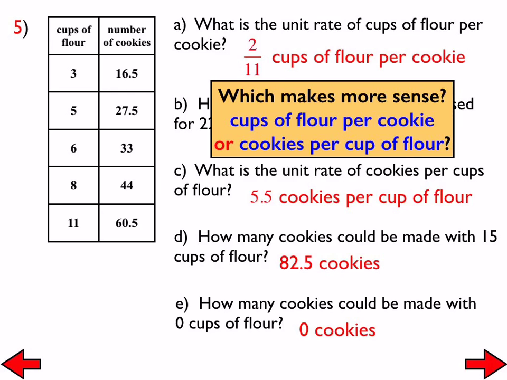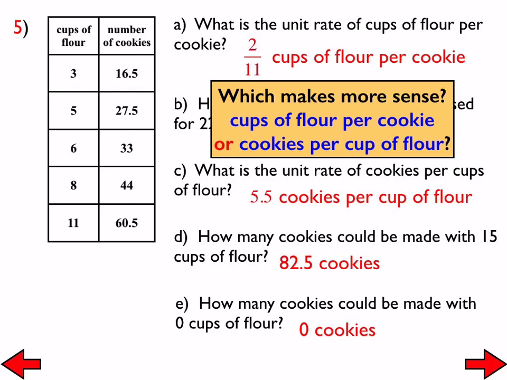Before we even get into that, which makes more sense? Cups of flour per cookie or cookies per cup of flour? Now, how many of you have baked cookies before? If you've baked a cookie before, you should know which one makes sense. Because if you have a cookie with more than 1 cup of flour per cookie, probably not going to taste very good, right? Which one?